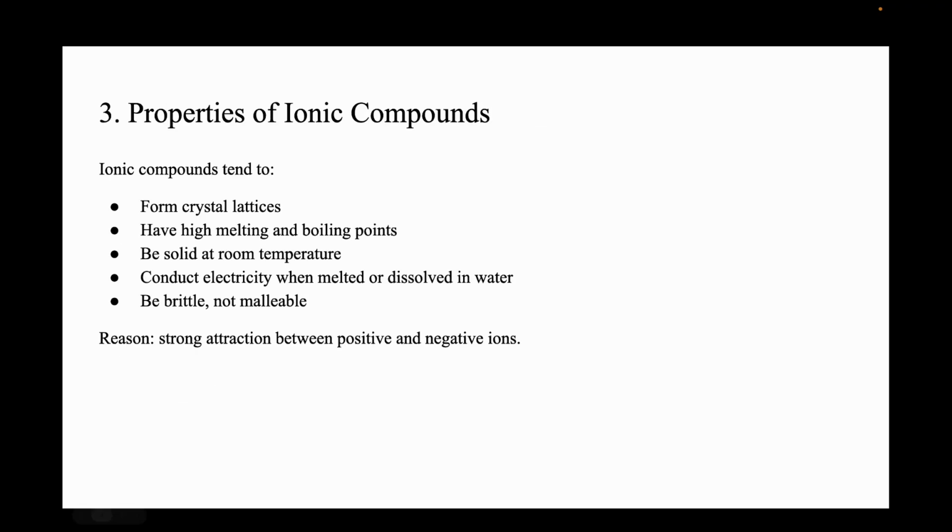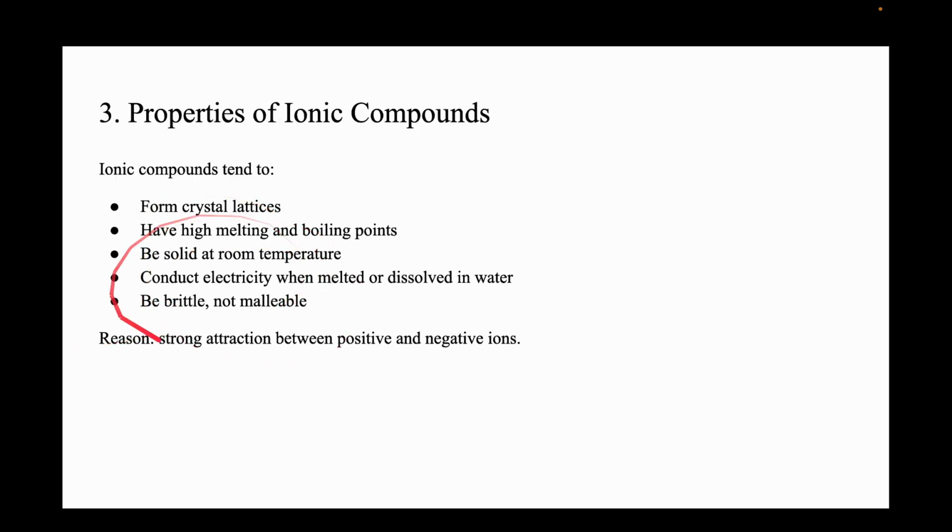So now we need to understand the properties of ionic compounds. We need to know what exactly an ionic compound looks like and what its properties are. In the solid form, ionic compounds form crystalline structures. They have high melting points and boiling points. They are solid at room temperature. They can conduct electricity when melted or dissolved in water, and they can be brittle, not malleable.